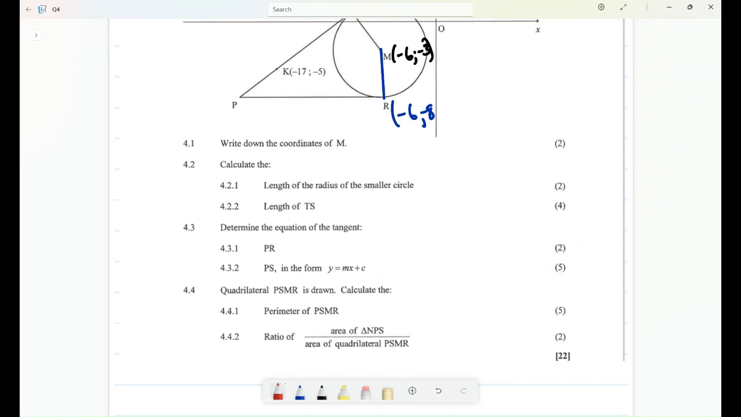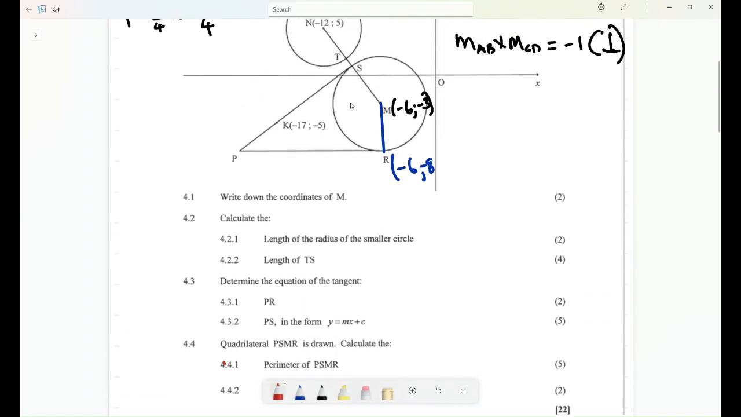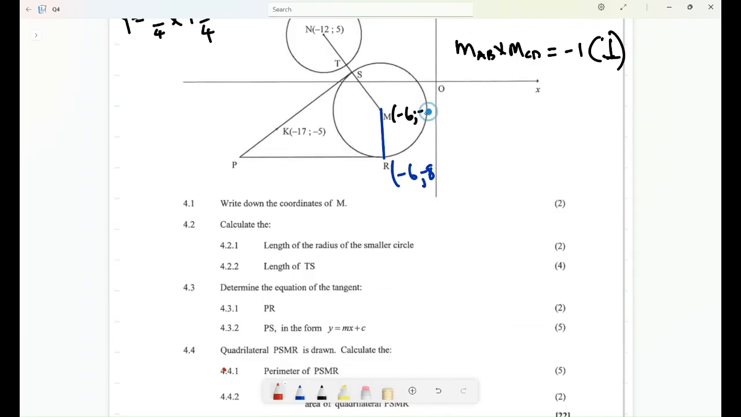That was worth it. Calculate, quadrilateral PSMR is drawn. PSMR, let's see that. Let me remove this. PSMR. Can you see that? So something of that sort there. Okay, can I just have a straight line? That's better. Then there.